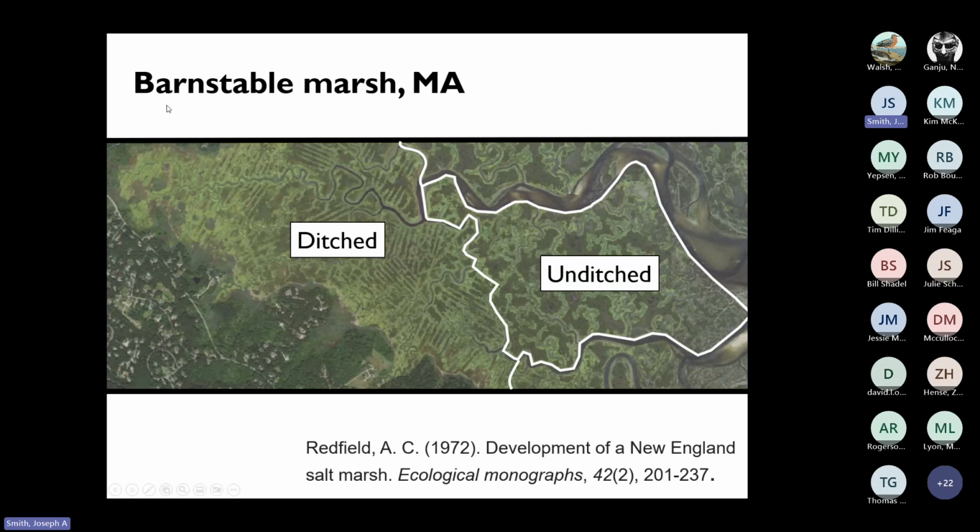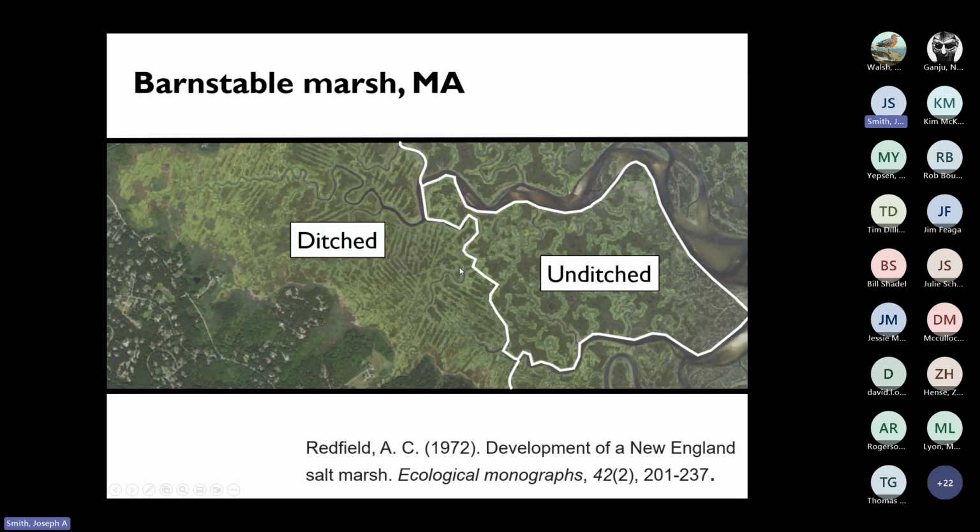All right, so we're easing into the back end of my talk here. I'm just continuing to look at, find other ditched, unditched pairs where we can. There's not a lot of them out there, but there's a few. Barnstable Marsh is one of them in Massachusetts. It's got this famous study written about it that is still a great read.